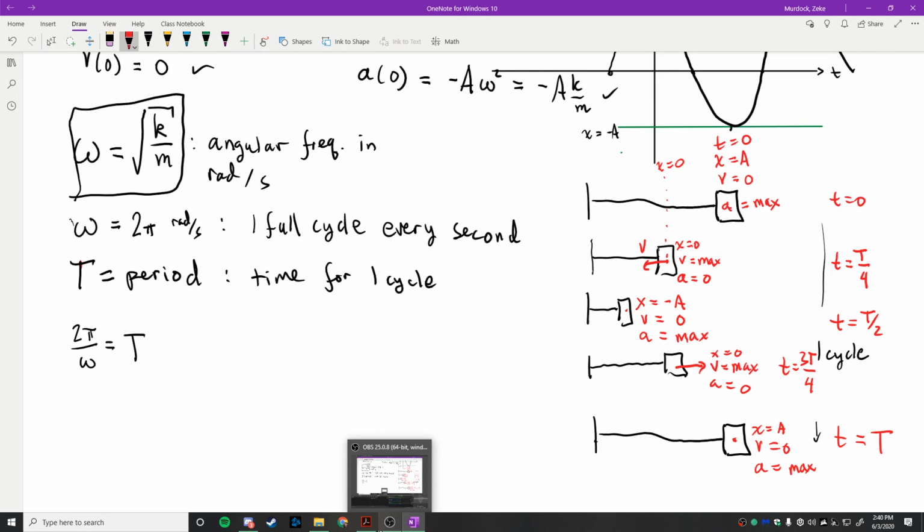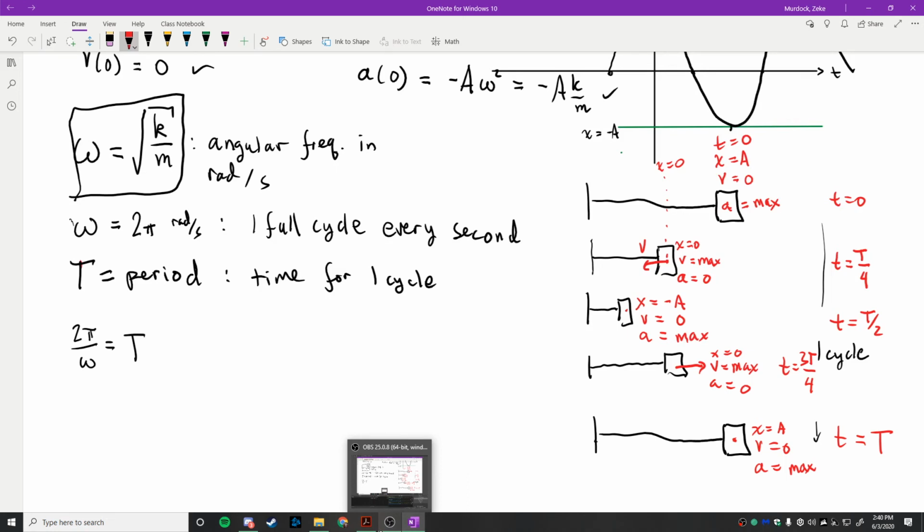Do you guys have any questions? Simple harmonic motion is really neat, in my opinion. We'll do some problems, hopefully help you guys understand. But do you guys have any questions at all? Does the picture make sense?